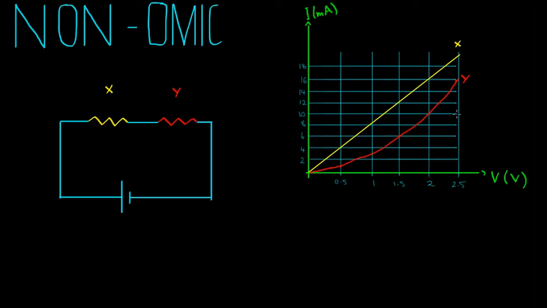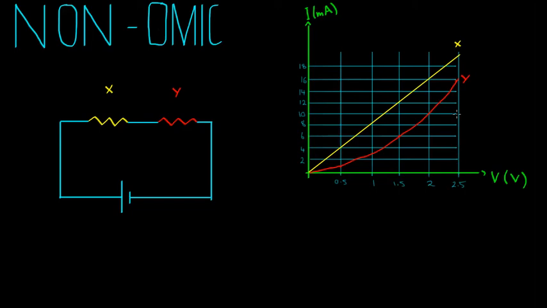However, with a non-ohmic device, a device that might heat up or resist the flow of charge, you'd get a higher resistance with higher current, or perhaps a lesser resistance. The main thing to remember is a non-ohmic device has a changing resistance.